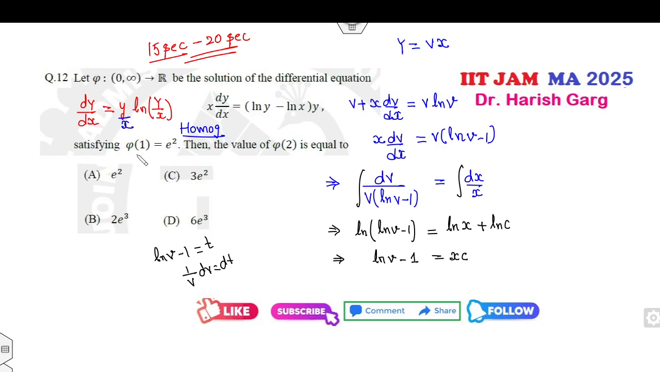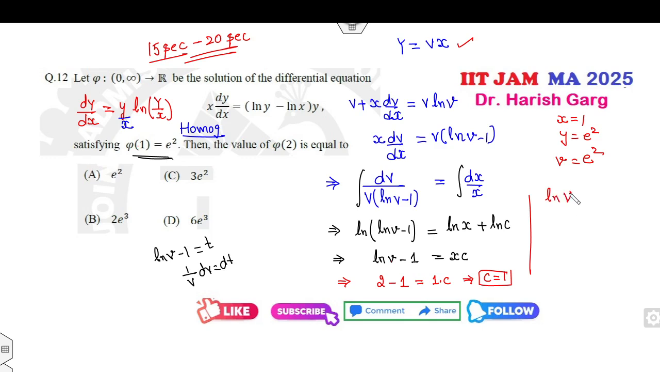Fine. Now your target is to find the value of c. I can substitute here phi of 1. So x will be 1, y is e square. So I need v. What is v? v is equal to y over x, that is e square. So that will be 2 minus 1, equal to 1 into c. So that implies c is 1. So if c is 1, your answer will be ln v minus 1 is x.